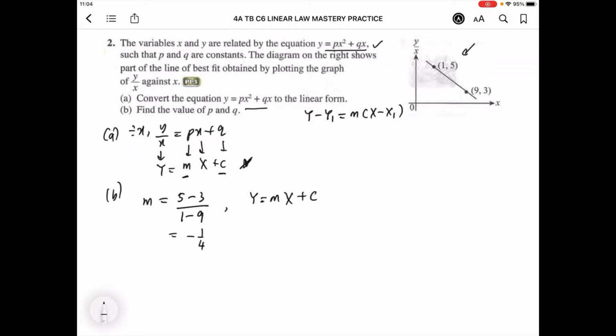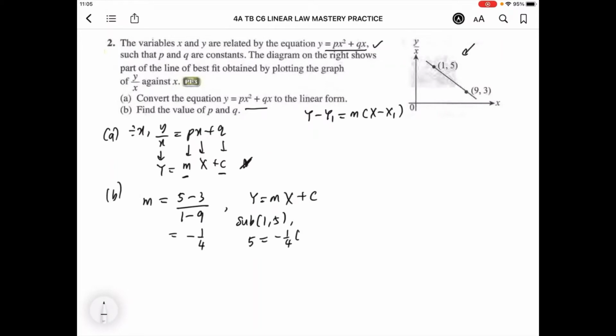However, since you haven't learned this method, I will just use y equals mx plus c, right? If you know your gradient and you know a point on the line, we can find your y-intercept. So I'm going to use this point (1, 5). We can even use (9, 3). Okay, I use (1, 5). Your big Y is now 5. Your gradient is negative 1 over 4. Your big X is now 1, and you're finding C.